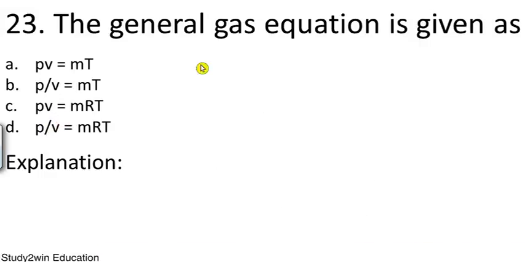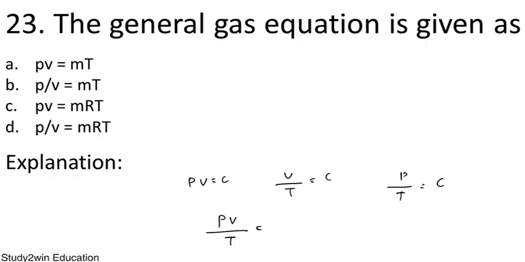Question number 23. The general gas equation is given as, just now we have stated the three gas laws. PV is equal to constant, or V by T is equal to constant, and P by T is equal to constant. This is Boyle's law, this is Charles' law, and this is Gay-Lussac's law. If we combine the three laws, we get PV by T is equal to constant. Let's call this constant R, which is the characteristic gas constant. Now we get PV is equal to RT. This is for unit mass. Let's multiply it with the mass, and we get the characteristic gas equation or general gas equation, PV is equal to mRT. Option C.